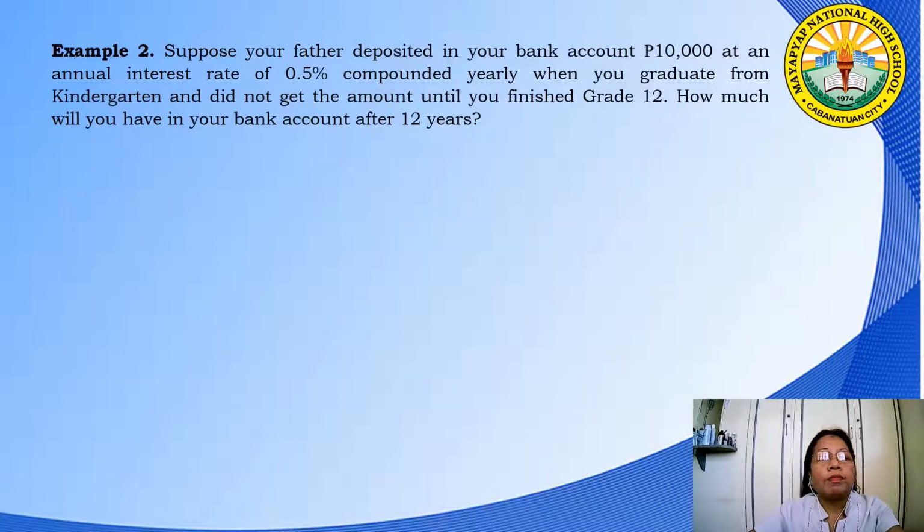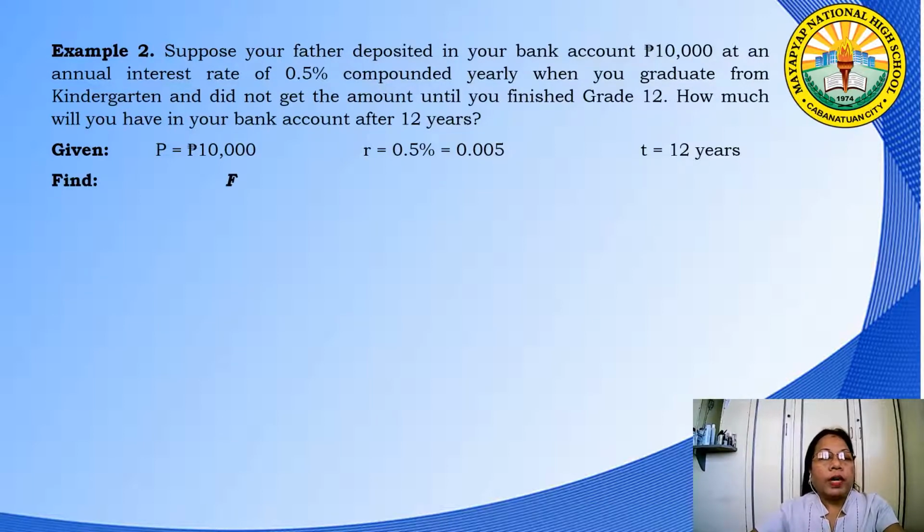So again, identify all the given values. P is 10,000, R is 0.5% or 0.005, and the time or term is 12 years. So find the future value.